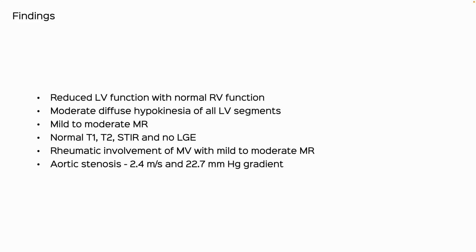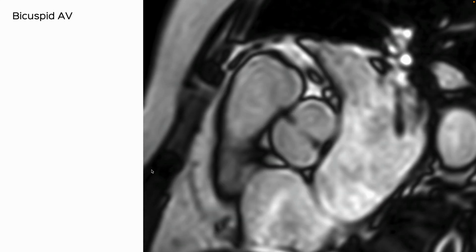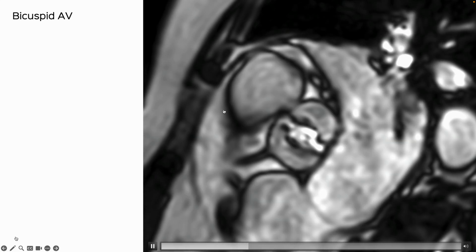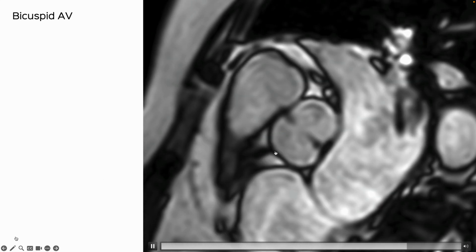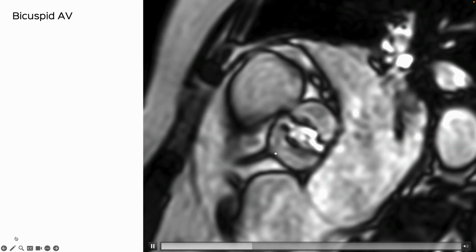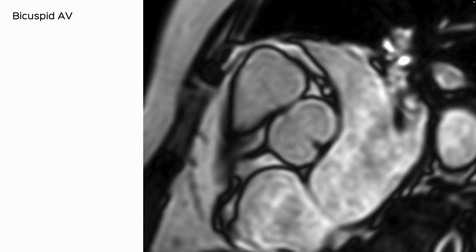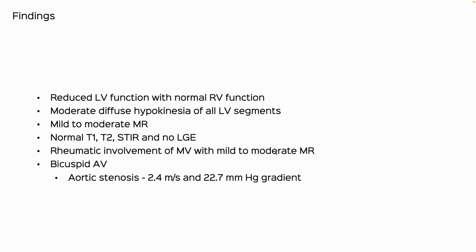So we measured with phase contrast imaging. It was 2.4 meters per second with a gradient of 22.7. So that's the bicuspid aortic valve that was visualized on the transaxial. But we need to be able to say what bicuspid aortic valve this is.